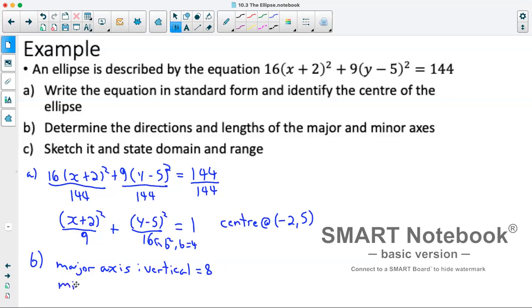Our minor axis is coming from this 9. This 9 is our a squared, so a is equal to 3. So our minor axis is horizontal. And it is 2 times a, so 6 units long.